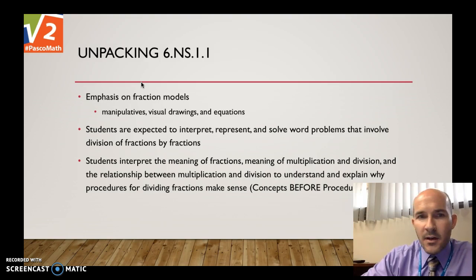Students are also expected to interpret the meaning of fractions, the meaning of multiplication and division, and the relationship between multiplication and division, to be able to explain why procedures for dividing fractions make sense. Again, we really want to emphasize the concepts before leading students to the procedure.